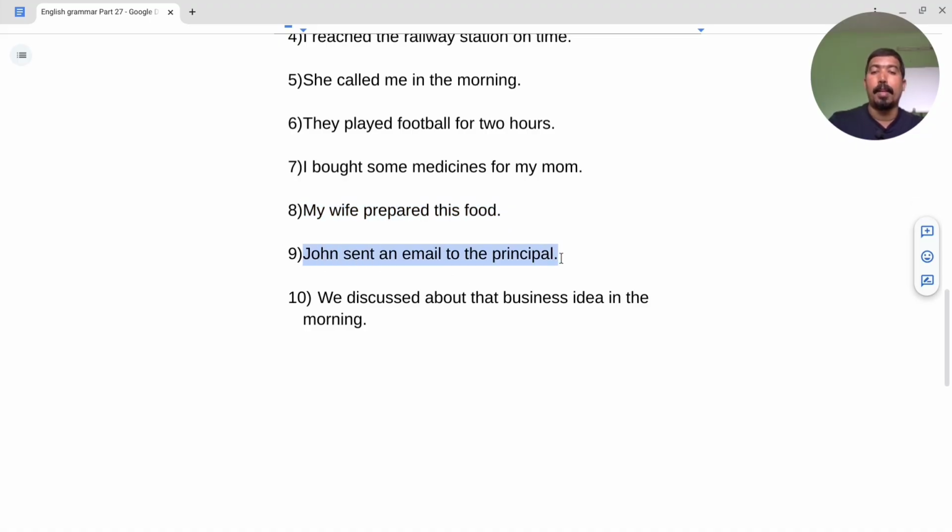John sent an email to the principal. You can check the spelling of sent. S-E-N-D is the present form. S-E-N-T is the past form. The pronunciation is T. We pronounce it as sent. T, not D. The present form is S-E-N-D. We pronounce it as send. And the past form is S-E-N-T. We pronounce it as sent.